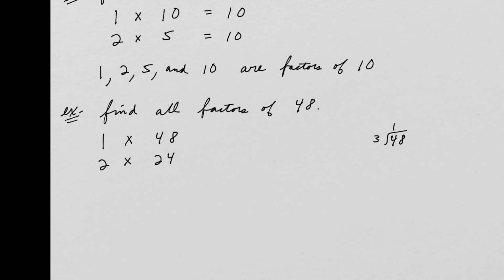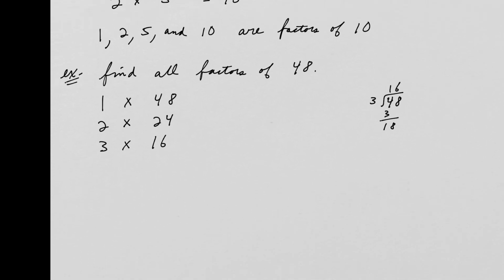Because 3 goes into 4 once. And then I subtract, bring down the 8. 3 goes into 18 6 times. So 3 times 16. Does 4 go into 48? Yeah, 4 times 12, right? Does 5 go into 48? No, 5 doesn't go into 48. Does 6? Yeah, we know 6 times 8 gives us 48. And then does 7? No, 7 doesn't go in evenly. And if I get to 8, I've already dealt with 8, so I can stop, right?